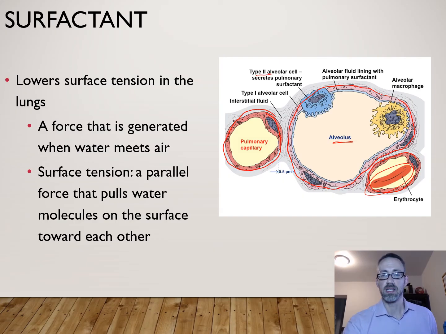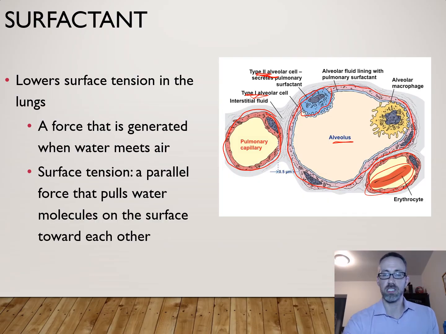And then you have a type 2 alveolar cell, and a type 1 alveolar cell. A type 1 alveolar cell is really thin and makes up most of the wall of the alveoli. The type 2 alveolar cells are a little bit shorter and bulkier, and these are actually the ones that produce a substance called surfactant and release it onto the surface of the alveoli.